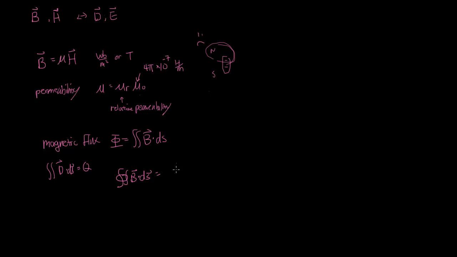So since nobody has thus far been able to discover a magnetic monopole, the closed surface integral of B dot dS is always going to be equal to 0. So that is a key fact to keep in mind. Whereas the closed surface integral of D dot dS is going to be equal to Q, the closed surface integral of the magnetic flux density is always going to be equal to 0.